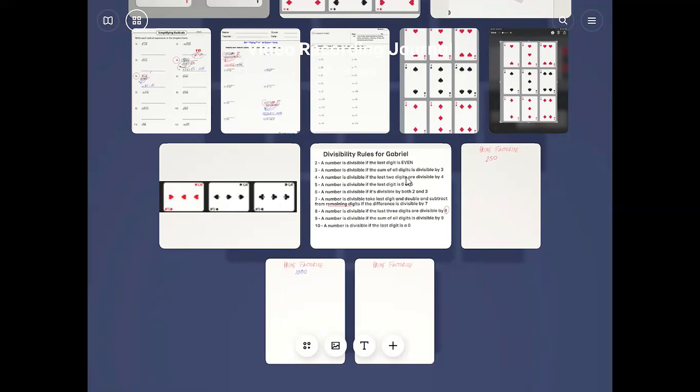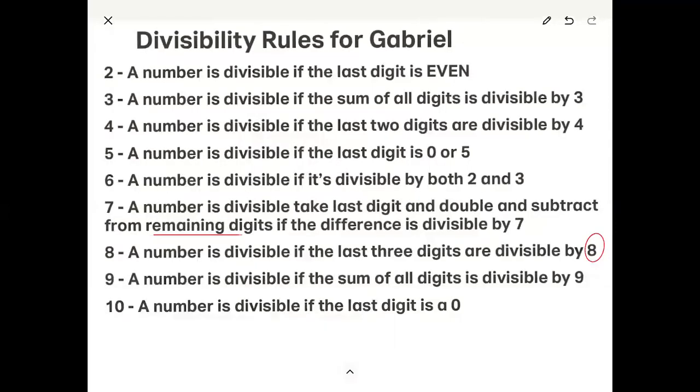Now, the very first thing that you need in order to be good at prime factoring is you need to know the divisibility rules. I created this originally for my son Gabriel when he was younger, trying to show him how to look at any number and tell if it's divisible by another number. So I'm going to go through these quickly.